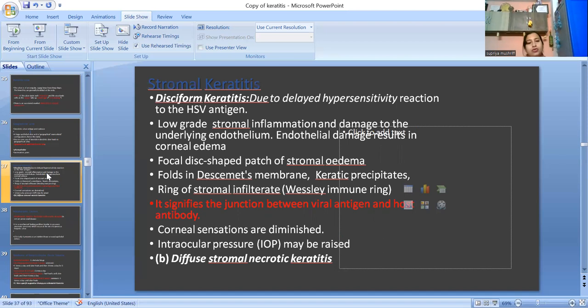Stromal keratitis, disciform keratitis, is due to a delayed hypersensitivity reaction to the HSV antigen. It causes low-grade stromal inflammation and damage to the underlying endothelium. Endothelial damage results in corneal edema. A focal disc-shaped patch of stromal edema can be seen. Folds of basement membrane and keratic precipitates can be seen. A ring of stromal infiltrate, the Wessely immune ring, can be seen. It signifies the junction between viral antigen and host antibody. Corneal sensation is diminished. Intraocular pressure may be raised. And second is diffuse stromal necrotic keratitis.